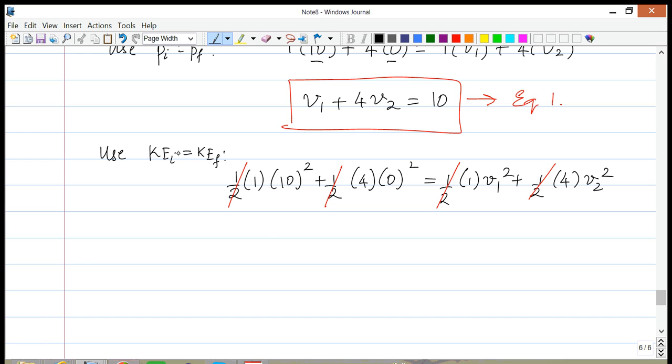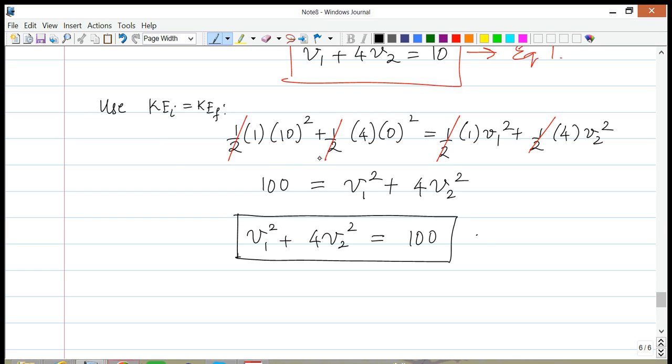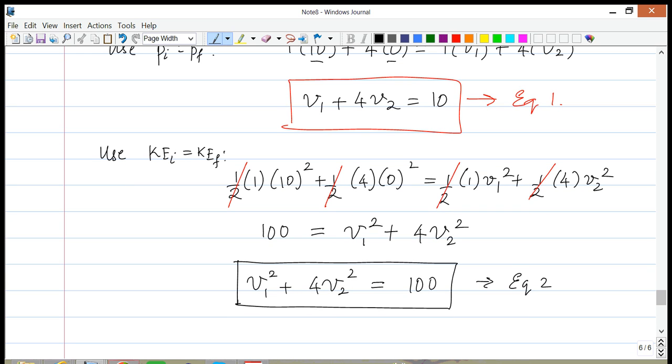Now that we've done this, what you end up getting is 100 on the left hand side, and on the right hand side you have v1 squared plus 4 times v2 squared. Just for purposes of making things look nice, we're going to rewrite this as v1 squared plus 4v2 squared is equal to 100. This is equation 2. Now, our goal is to simultaneously solve equation 1 and equation 2.